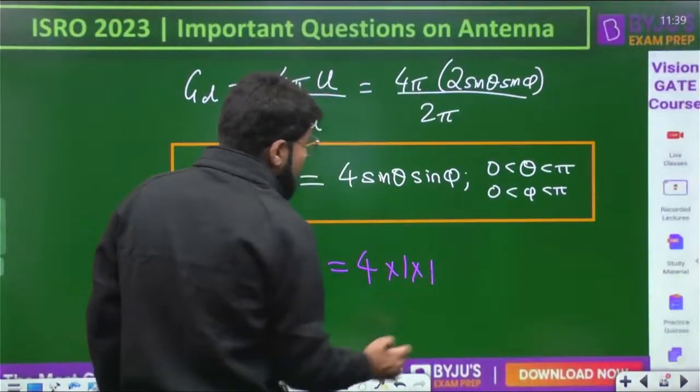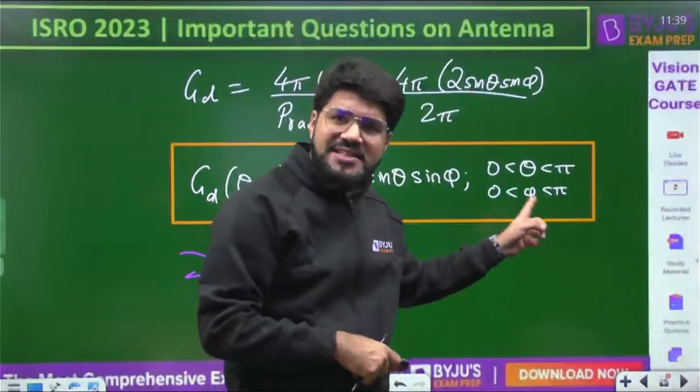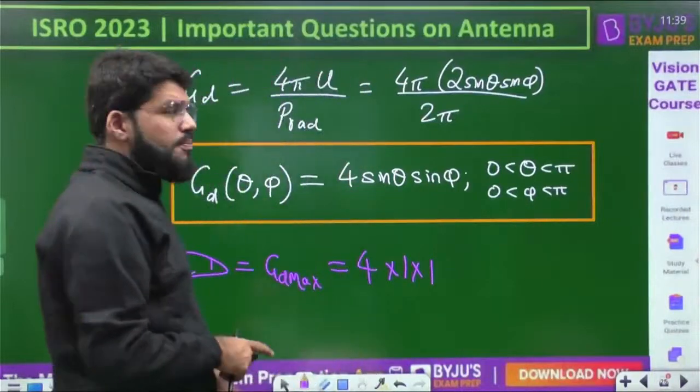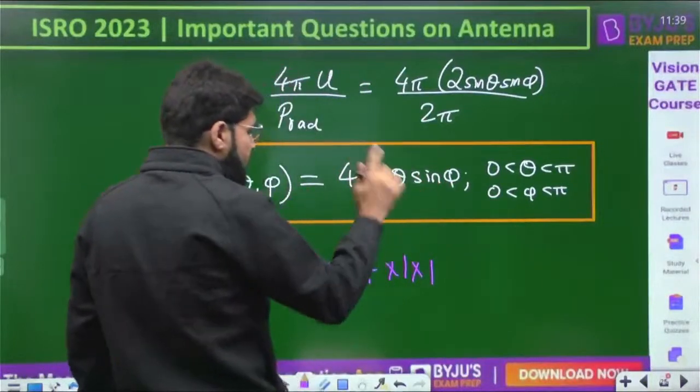They occur at pi by 2. So you should check whether the pi by 2 is in the allowed range. Yes, okay. So pi by 2 is in the allowed range. So sin theta, both of them will be maximized as 1.